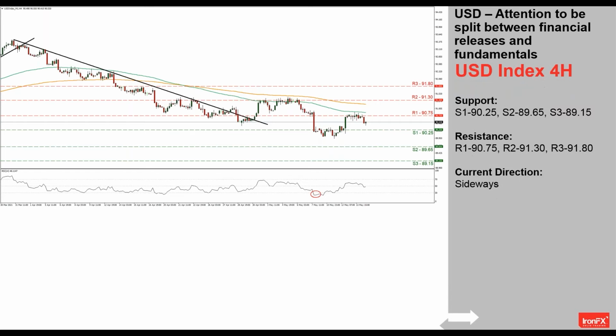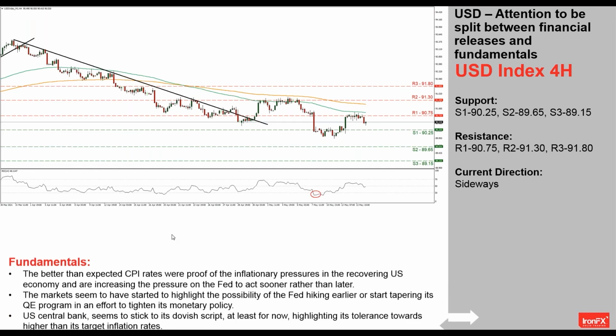Now, important levels to keep an eye out would be to the downside, as we have mentioned, the 90.25, even lower the 89.65, and even lower than that, the 89.15. To the upside, I would highlight the 90.75, even higher the 91.30, which we have mentioned is the upper level or boundary, if you prefer, of its past high-low movement, and even higher than that, the 91.80, which provided considerable resistance around mid-April. Now, moving to the fundamentals of the US dollar.